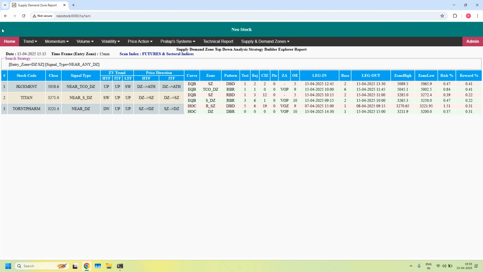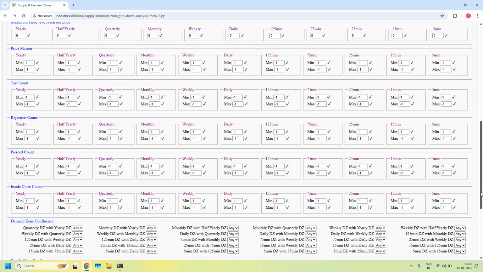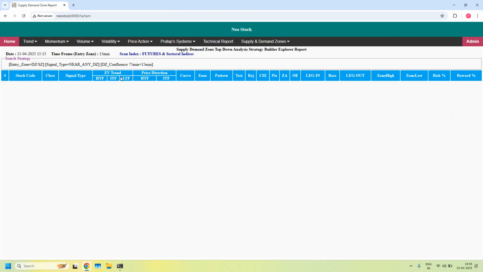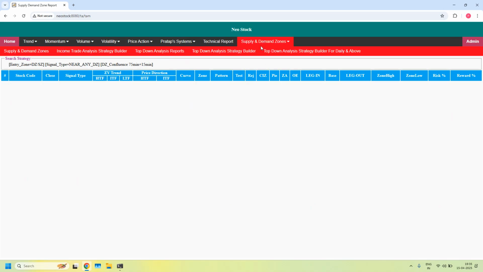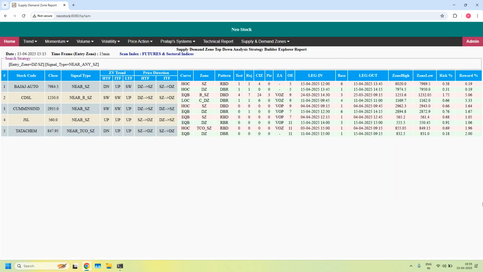Let us look into the zone confluence and filter. That is 15 minutes and 75 minutes demand zone confluence supported stocks. None of them are having it out of the 3. Okay, next 15 minutes time frame, stocks near 15 minutes supply zone, we got 5 stocks.